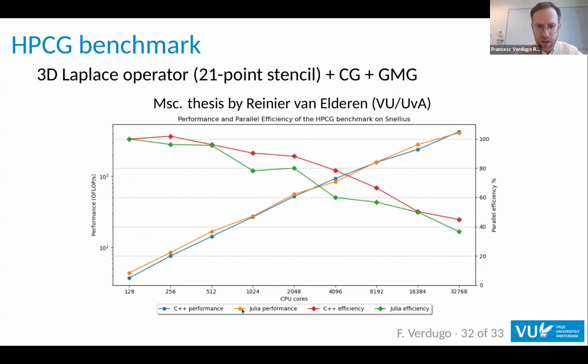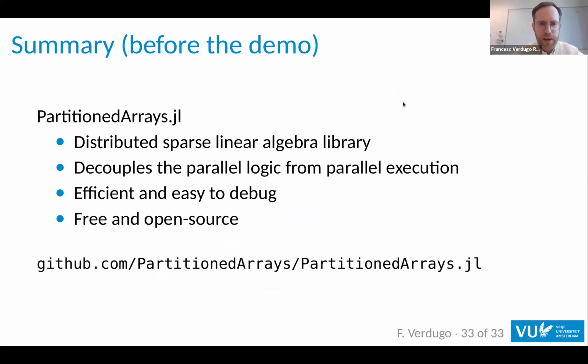And here you see in orange the Julia, so the partition arrays, and in blue the C++ performance. In some cases we are a bit faster, so more flops, and in some cases we are a bit slower, but you see that we are able to be as performant as the C++ implementation. I think this was the first part of the slides.